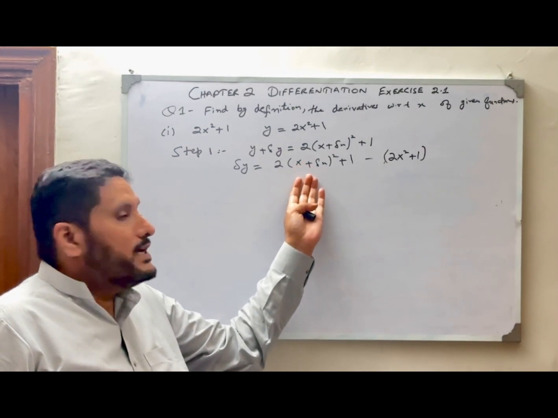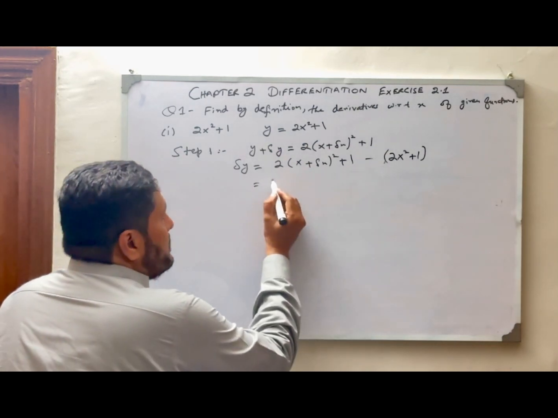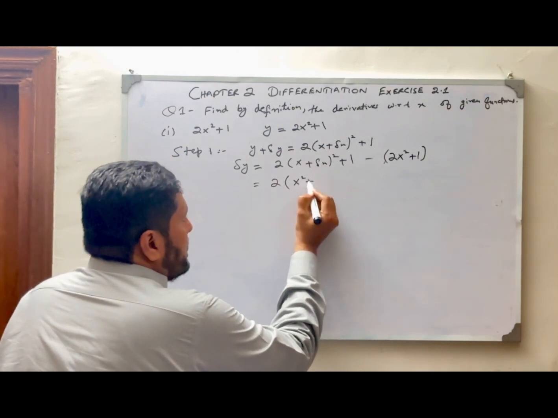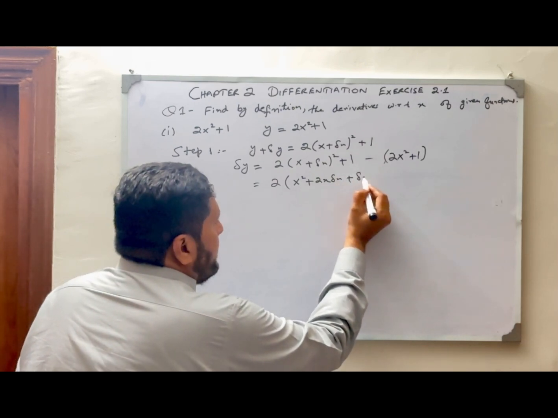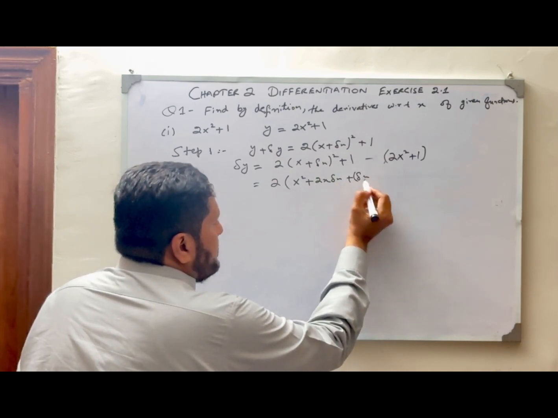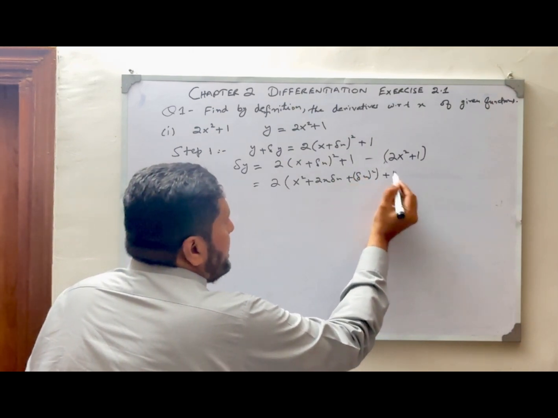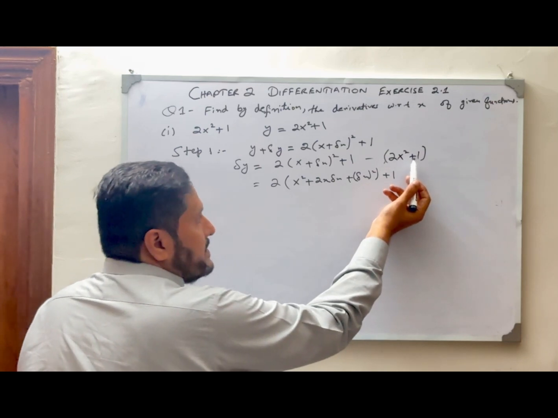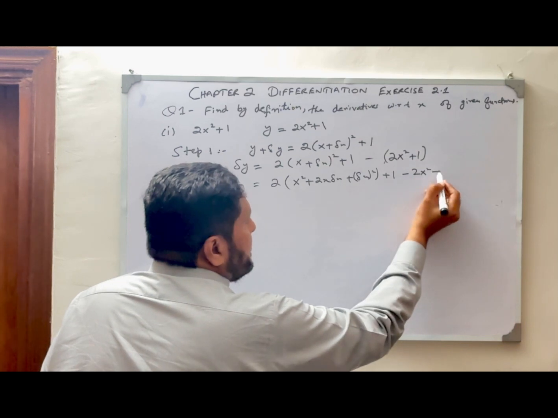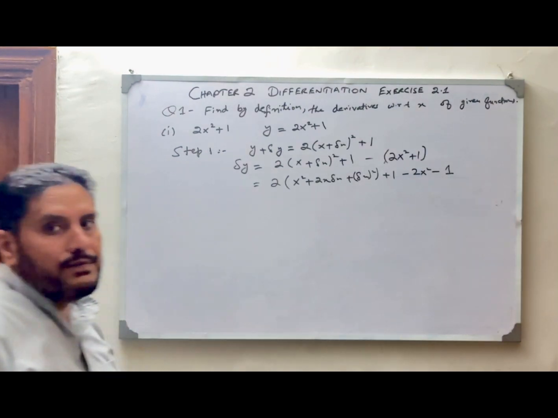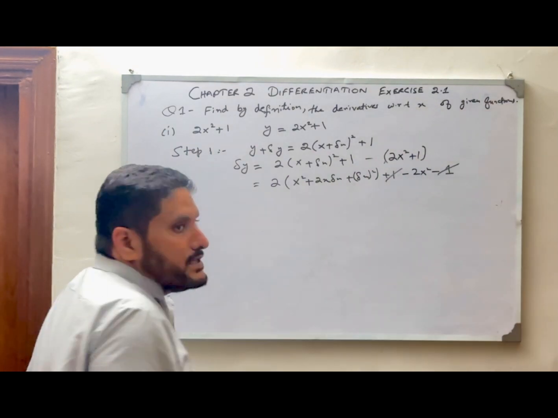Now by applying the algebraic formula for a plus b whole square and simplifying this equation, that will become 2 into x square plus 2x delta x plus delta x whole square, then plus 1, and by applying minus on this given function f of x, this will become minus 2x square, and minus into plus is minus, this will become minus 1. So the plus 1 and minus 1 will be cancelled over here.